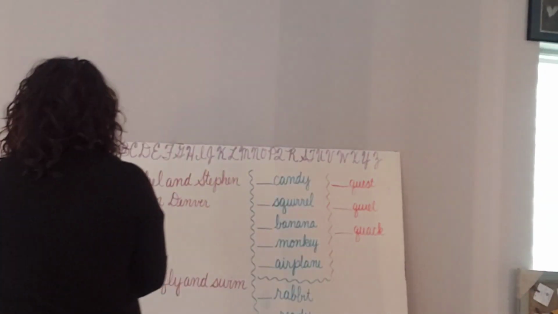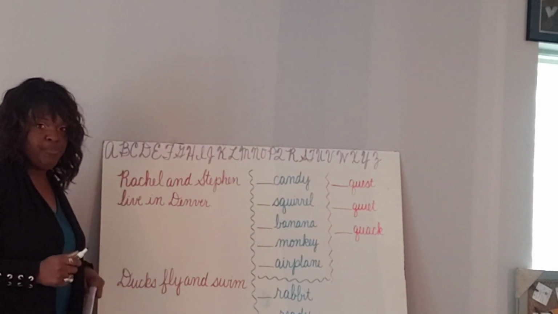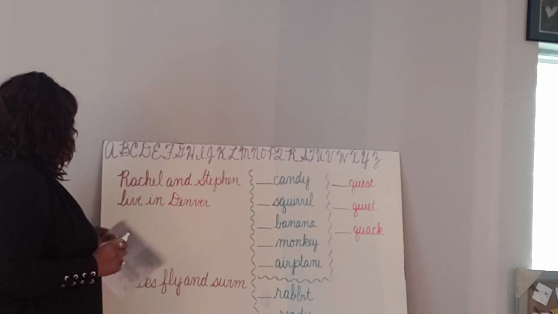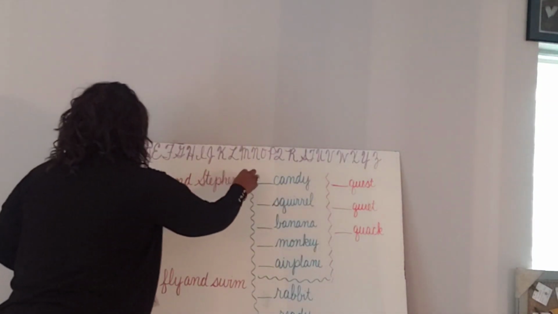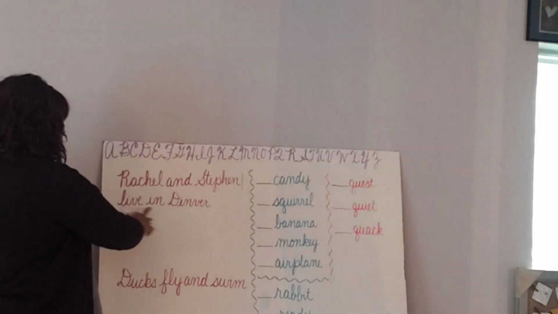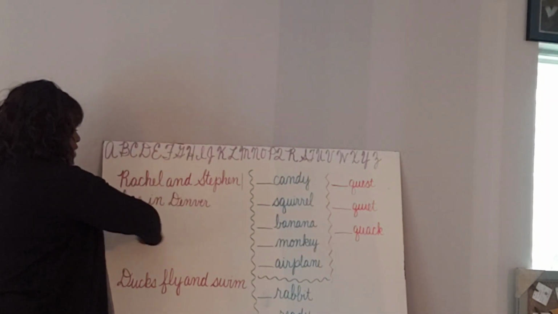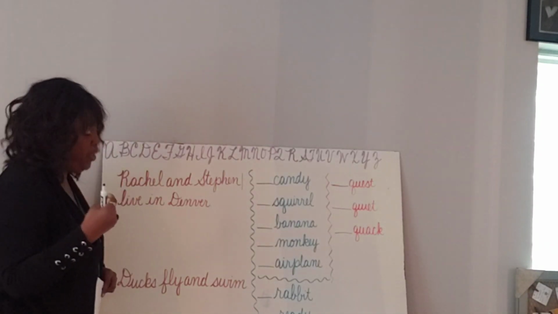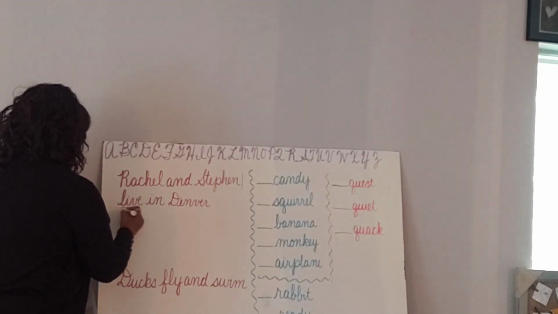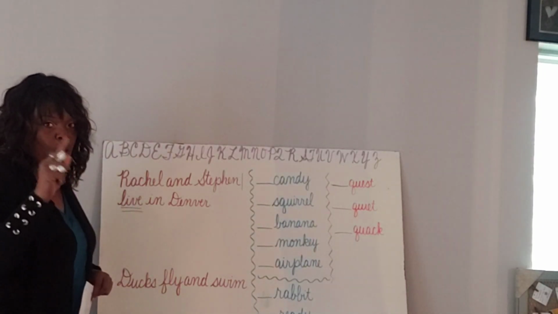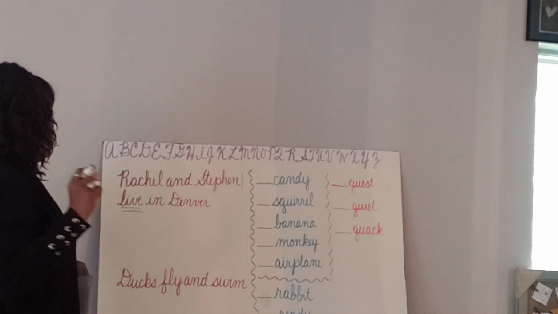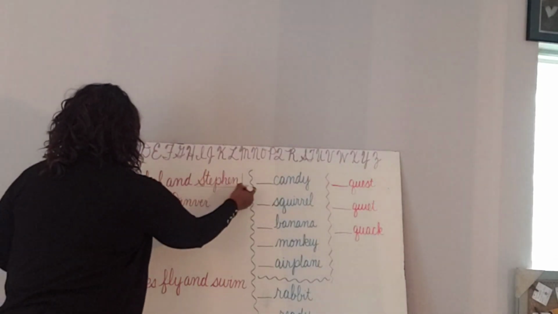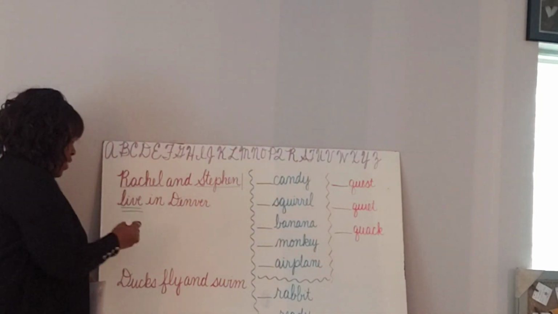The first sentence says, Rachel and Stephen live in Denver. Where do I put my subject predicate divide line? Rachel and Stephen live in Denver. Right after Stephen. Okay, so this is our subject part. This is our predicate part. Live in Denver is our predicate part. What is our verb in the predicate part? The verb is live, underline twice. Remember, always underline our verbs twice, okay? And then who or what live in Denver? Good. Stephen, Rachel. Okay, Stephen, Rachel live in Denver.